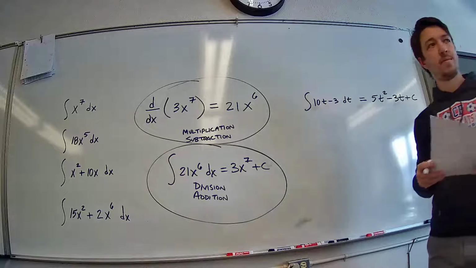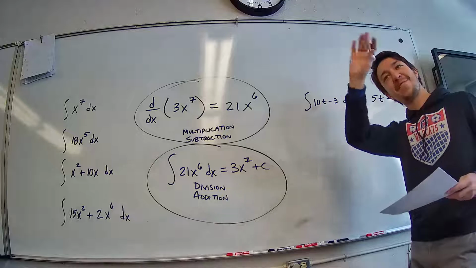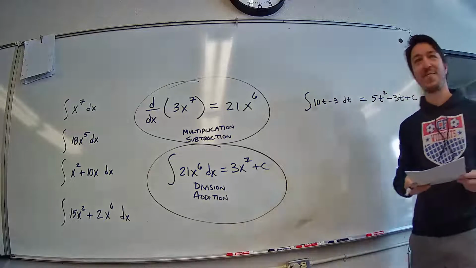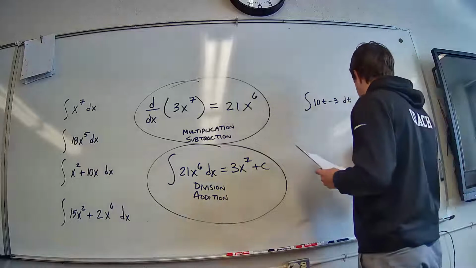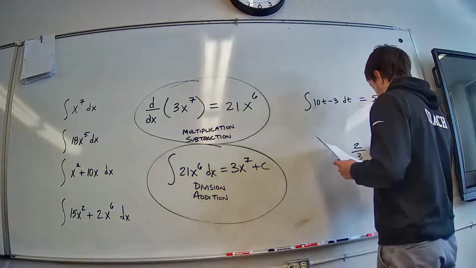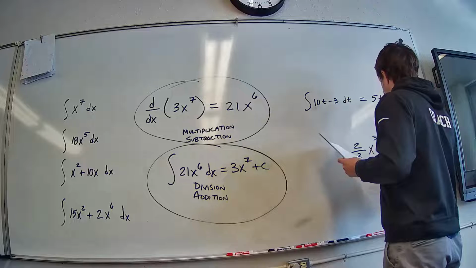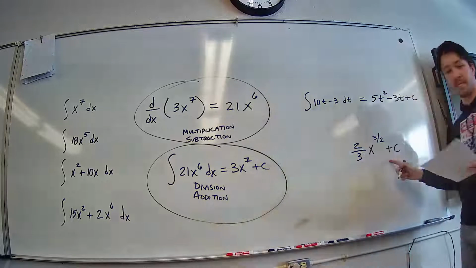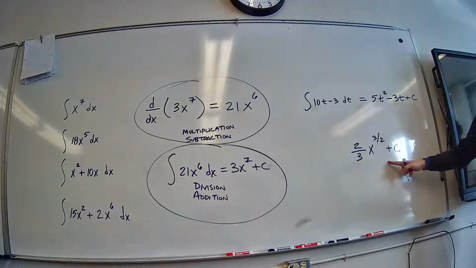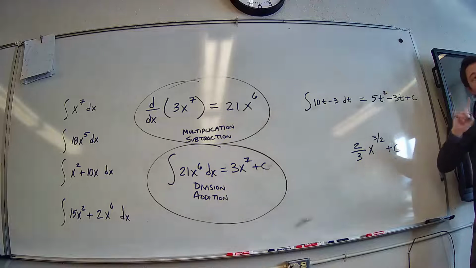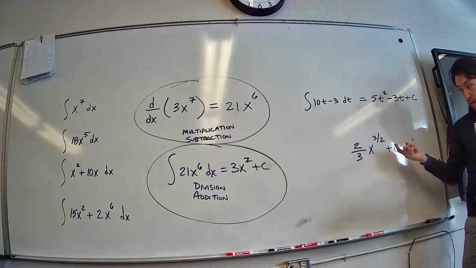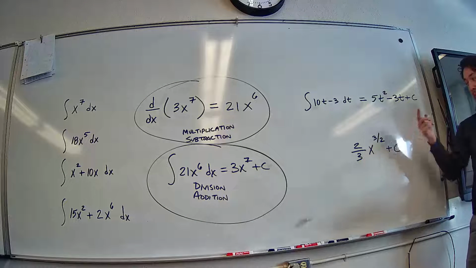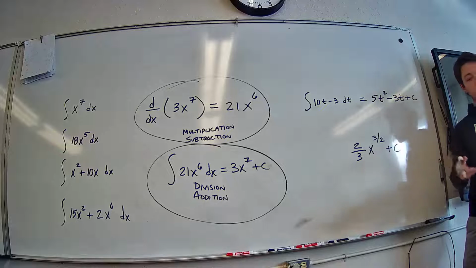Rafe, you got it? I think so. What'd you get, Rafe? 2/3 x to the 3/2 plus c. Yes. We agree. So if you didn't figure it out, you can still confirm by looking at it that 3/2 times 2/3 is 1. And then if you subtract 1 from my exponent, you get 1/2, which would give us the square root.